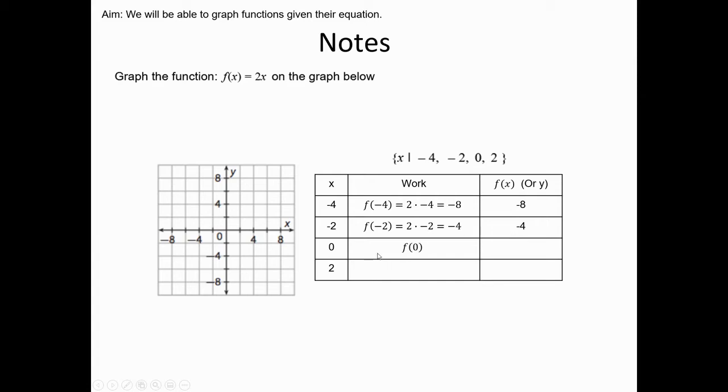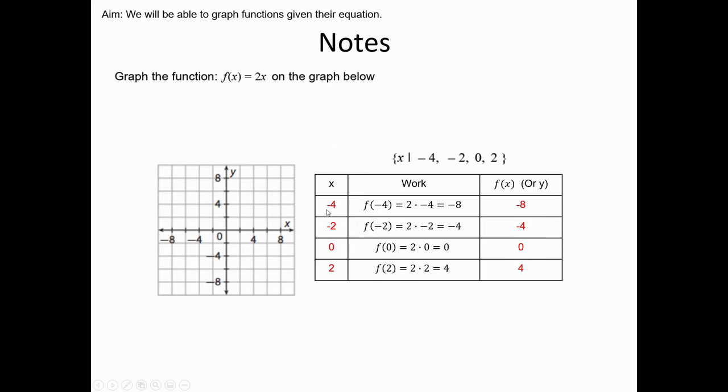How about f of 0? Well, that's just going to be 2 times 0, just like 2 times x. 2 times 0 is 0, so our matching value is 0. We start with 0, end with 0, that's fine. And then we have f of 2, which is going to be 2 times 2, which will be 4. Now we have all our x values and their matching y values. So now I'm going to graph this.